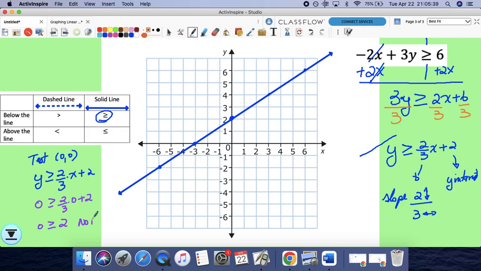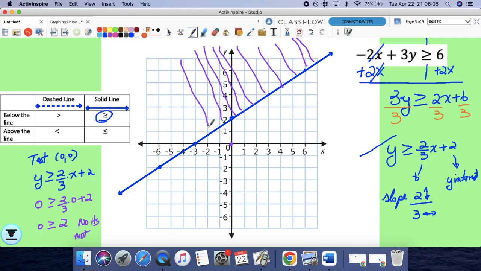No, it's not. So because this point 0, 0 fails, it also means that every point under the line is also going to fail. So we don't want to shade the area that's under the line, but instead we want to shade the area that's above the line. And that's what I'm doing right now. So that means that every point on the line and above the line satisfies the inequality. Okay, and that's pretty much it.